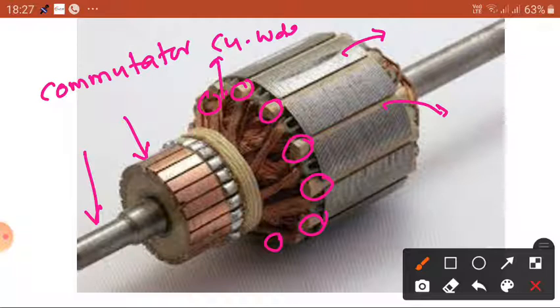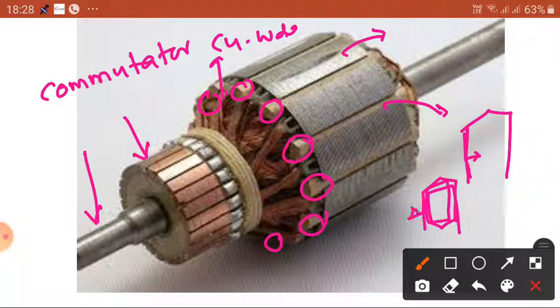Now the coils may have a number of conductors. It may be simply one conductor for a coil, and sometimes we can use a number of conductors for a coil. Single-turn or multi-turn. Okay. Here, a number of turns, a number of conductors in one coil, are connected for the development of more voltage.